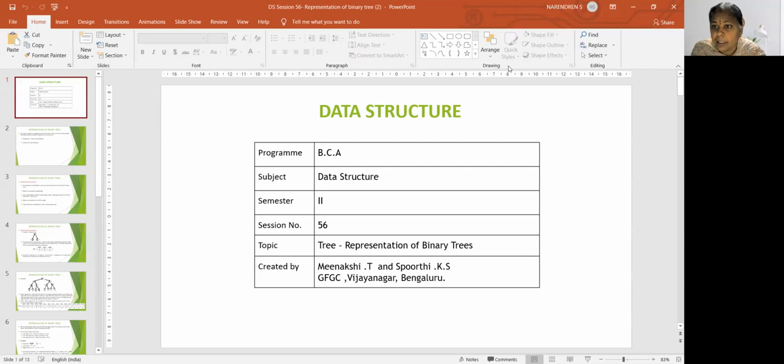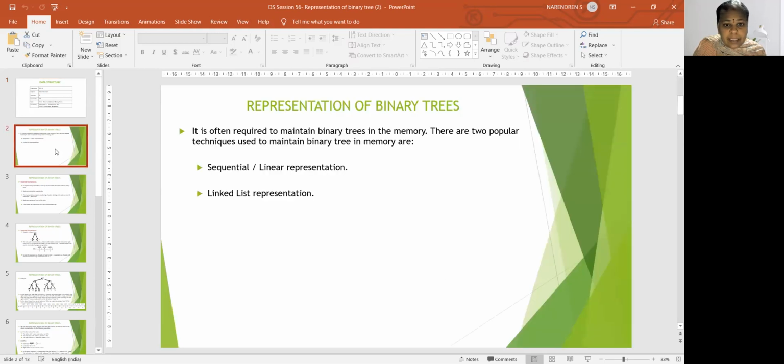A binary tree means each node should have at most two children. It should not have more than two children. But an ordinary tree is not like that. These are some basic concepts which we have discussed.